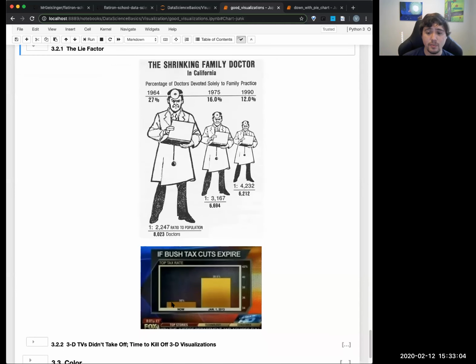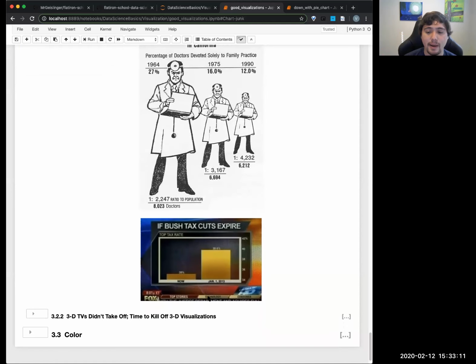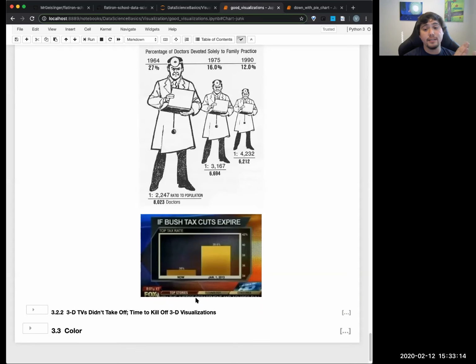This is a really famous one from back in, it must have been 2000, 2001, early 2000s. They talked about what would happen if these tax rates expire. And you can see, whoa, that looks hugely drastic, right? It's talking about the tax rates. It looks like 35%, and this is 39.6%, and it looks super high, like 4 or maybe 5 times as big. But in the actual numbers, that's 35% versus 39.6%. That's actually not that big of a difference, and it's because they started the axis at 34.